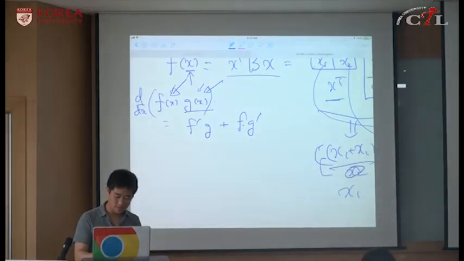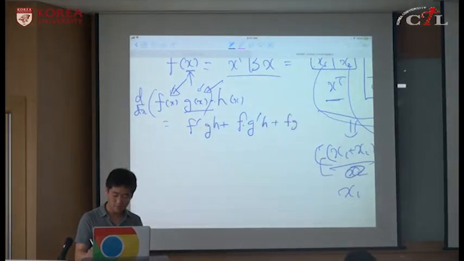But what if we extend it, and we have an h here? Then it will be like this, right?